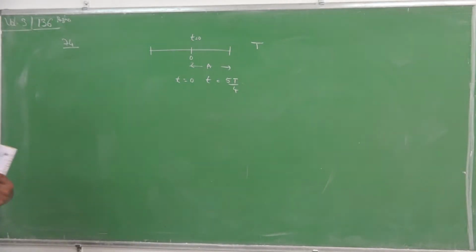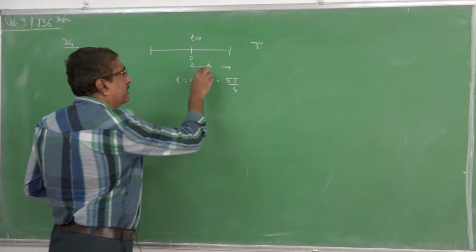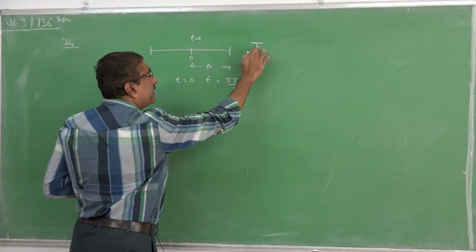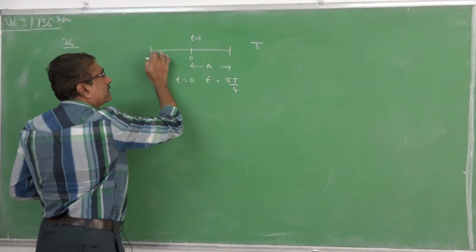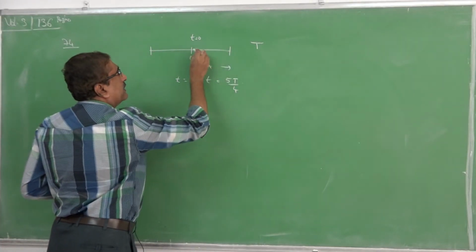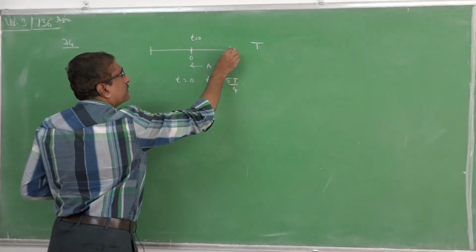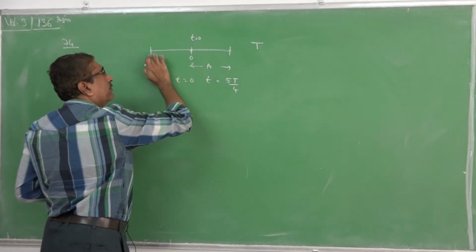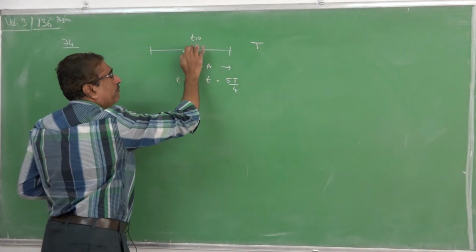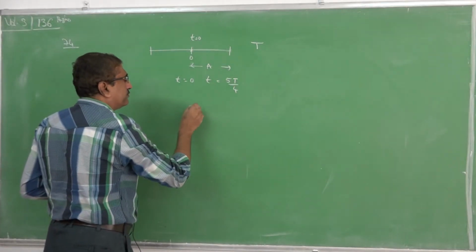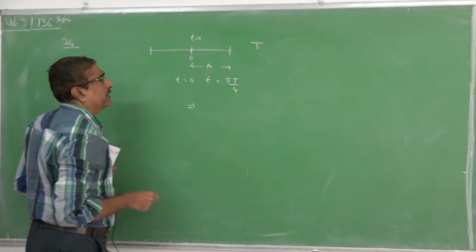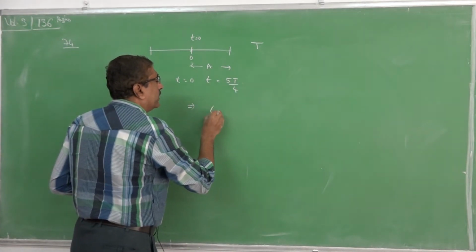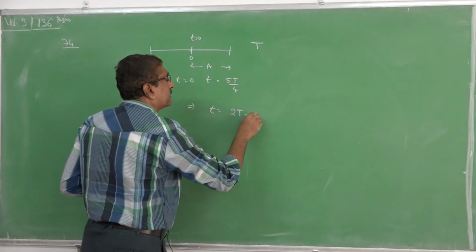Okay, you have to remember that to travel a distance A, it will take a time of T by 4, because to complete one oscillation it takes T seconds. That means from this position to this position it takes T by 4, and the next T by 4, the next T by 4, the next T by 4, that means T in total. So here the time we can write like this: 5T by 4 is equal to T plus T by 4.